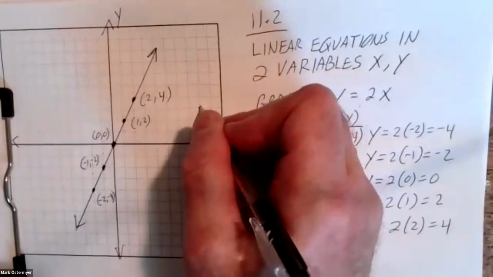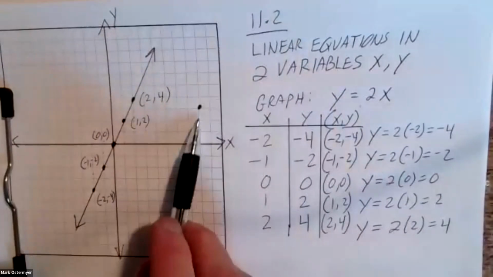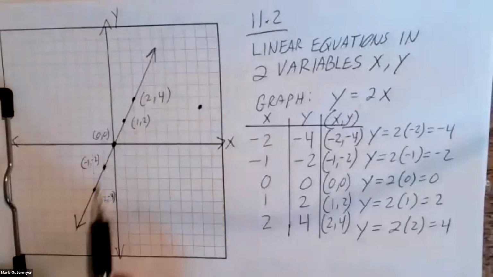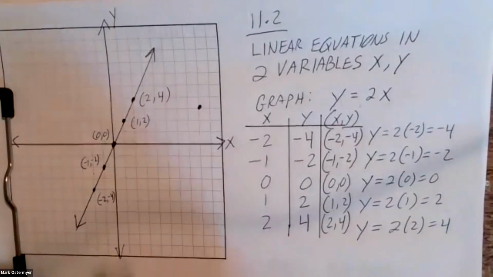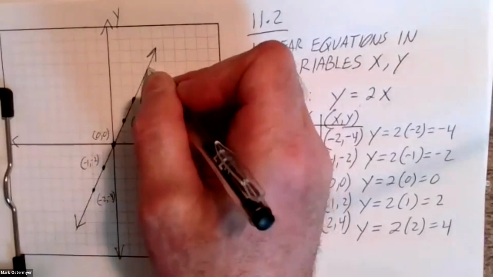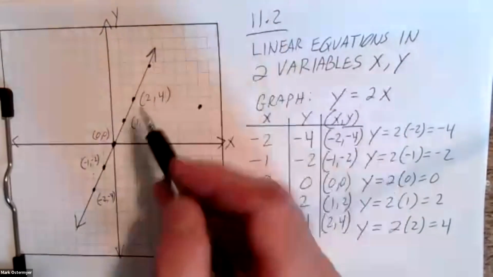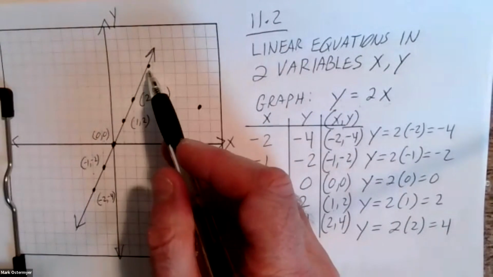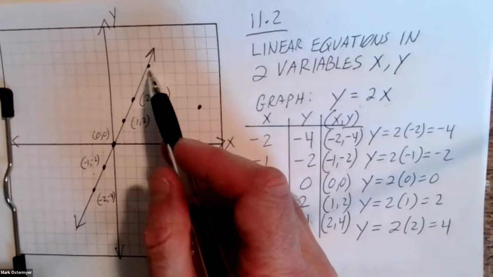So I have a question for you. Would this point here be a solution to my linear equation? Is that a solution? No. How do you know that? It's not on the line. Doesn't lie on the graph of the linear equation. It's not a solution. Is this point here, this nasty point of which we cannot even read the x and y coordinates off of, nonetheless, is it a solution to my linear equation? Yes, because it lies on the graph.